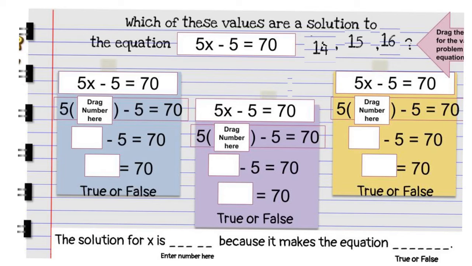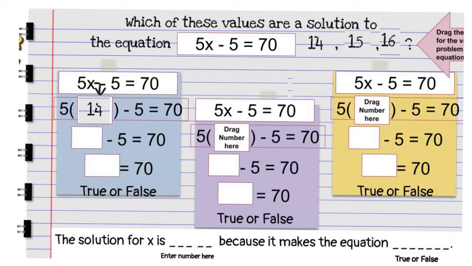So again, we're going to substitute a value in for x, where you see 5x. Well, we know that a variable next to a number means to multiply. So this is 5 times some number minus 5, that equals 70. So let's try our first number, 14. We're going to drag that into our box in place of our x. 14 was in place of my x.